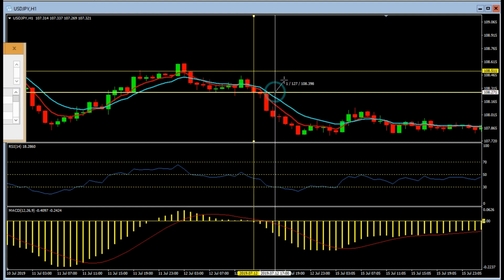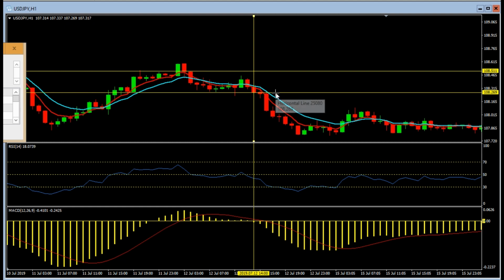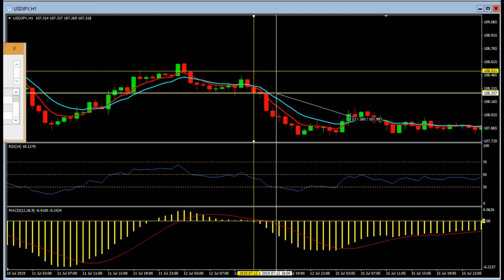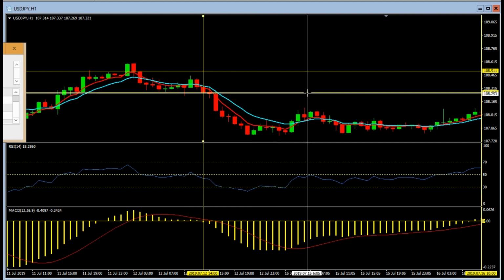So we are risking 23 pips. So we get our 23 pips on this candle. So 23, and then we will continue until we see the exit signal. So the exit signal will be here at the crossover of this candle, which is 23 pips again.